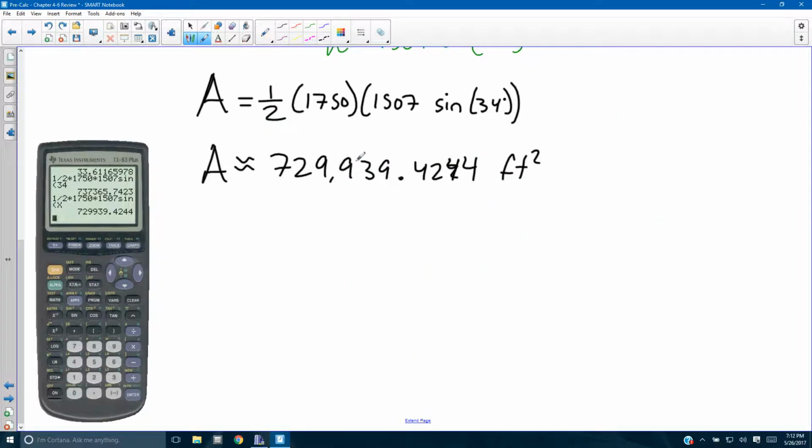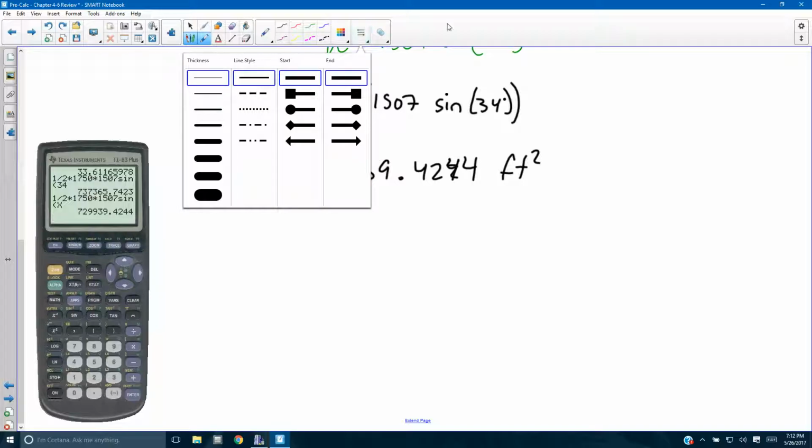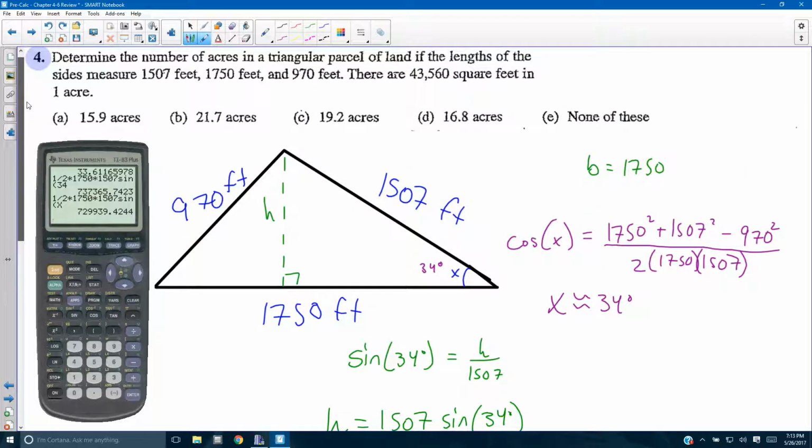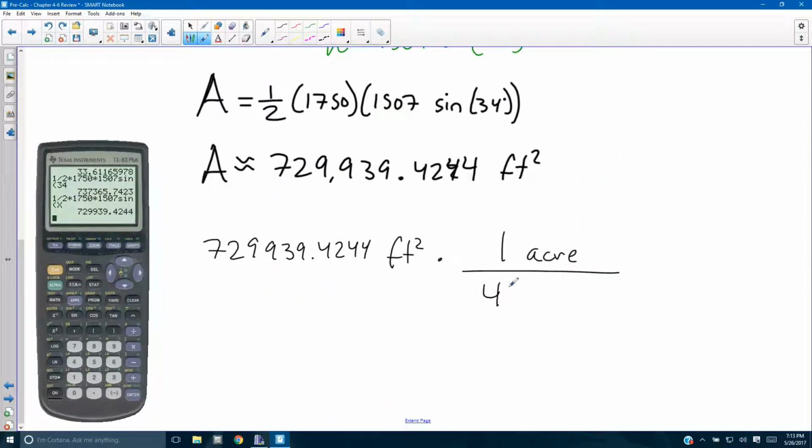So what I'm going to do here is more of something you might have done in physics or chemistry. It's called unit conversions. I'm going to take my 729,939.4244 square feet and multiply that by, for every 1 acre, there are 43,560 square feet. What happens with these units is I've canceled out square feet with square feet. Now I'm left with taking this number and dividing it by this one here. That gives me about how many acres there are in this thing here.